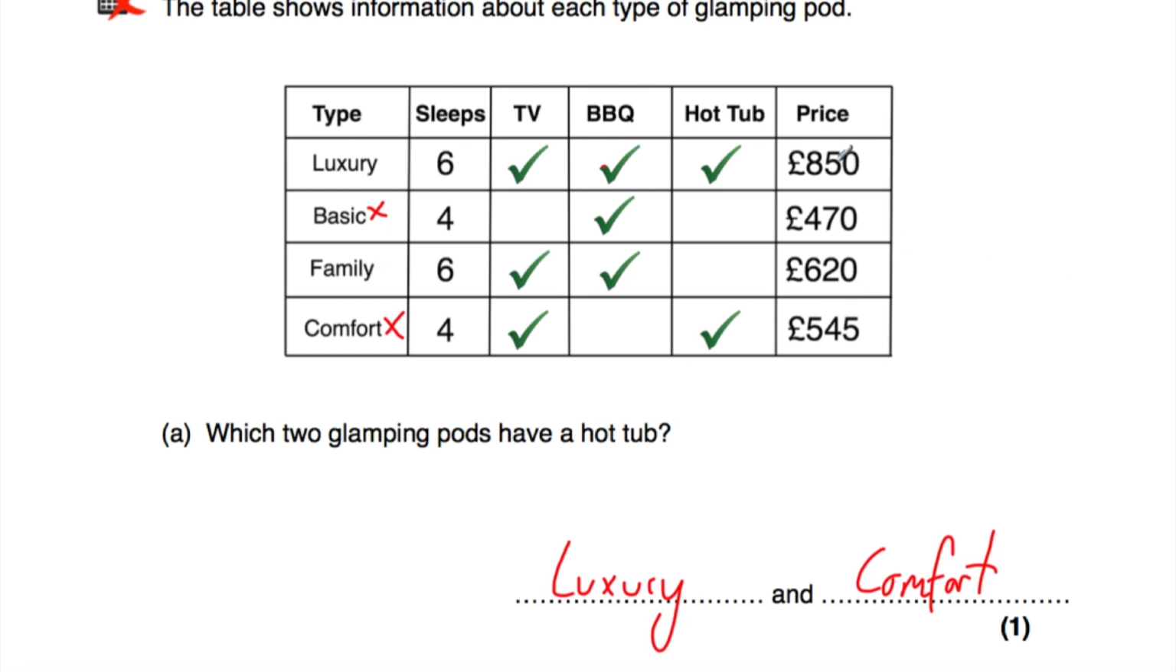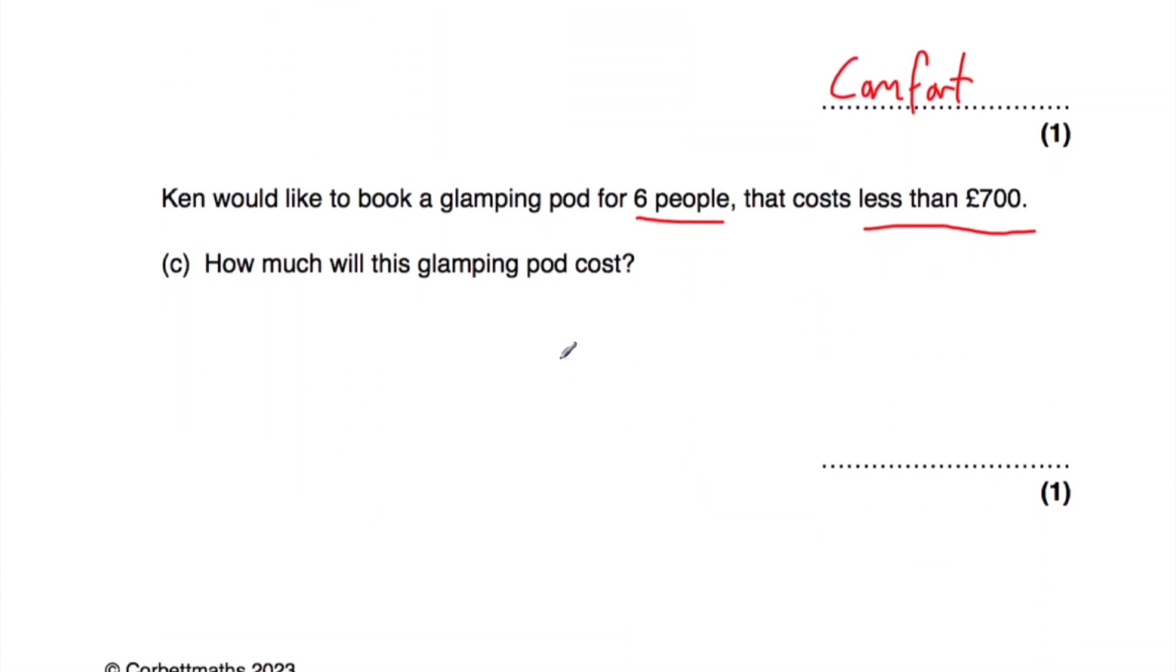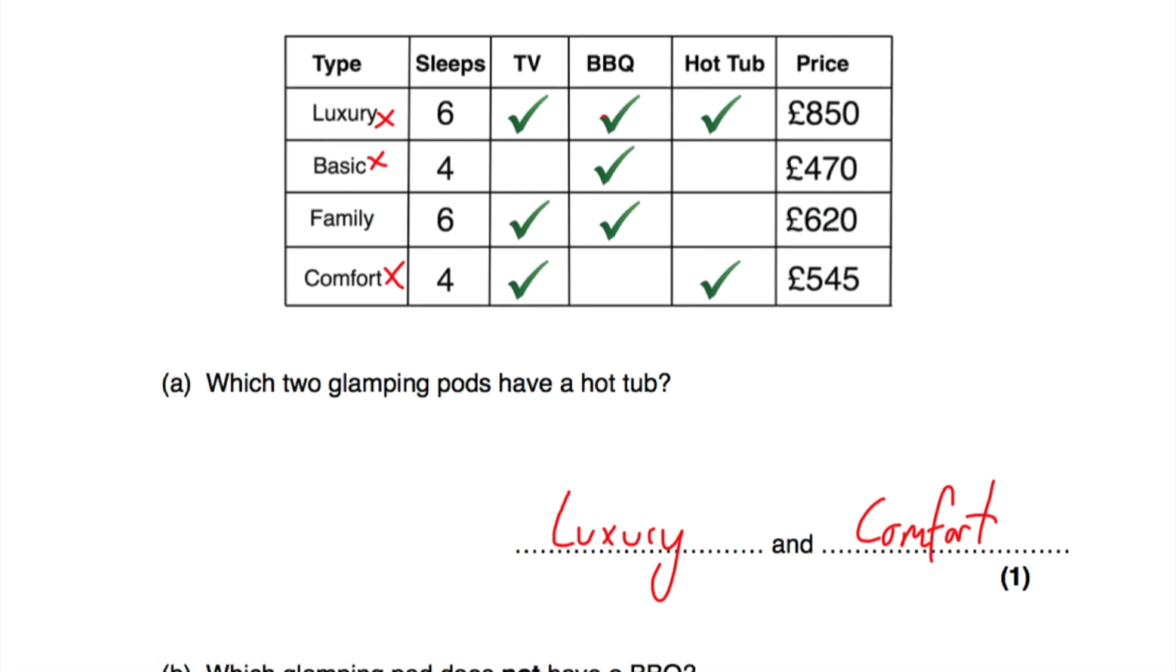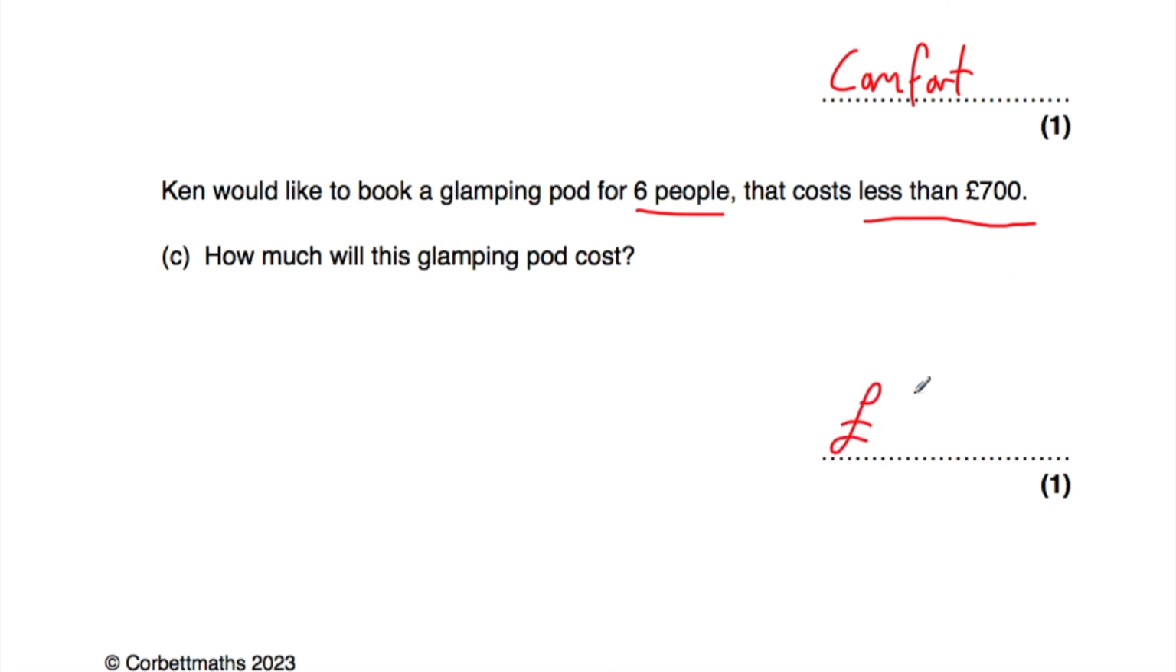So as you have a look here at the prices, the luxury one is £850. That's too expensive. He can't afford that one. So that means that Ken would have to hire the family glamping pod because it sleeps 6 people and it costs less than £700. It costs £620. And the question doesn't ask which type of glamping pod he can book. It says how much would this glamping pod cost. So if we go back up, the family one, it sleeps 6 people and it costs £620. So it's going to be £620. Okay, let's have a look at our next question.